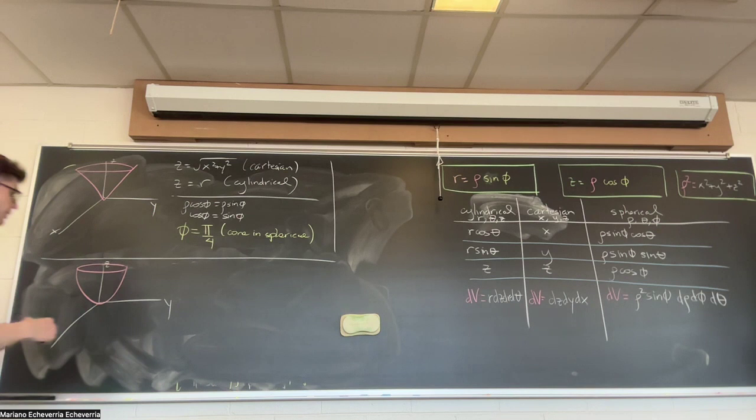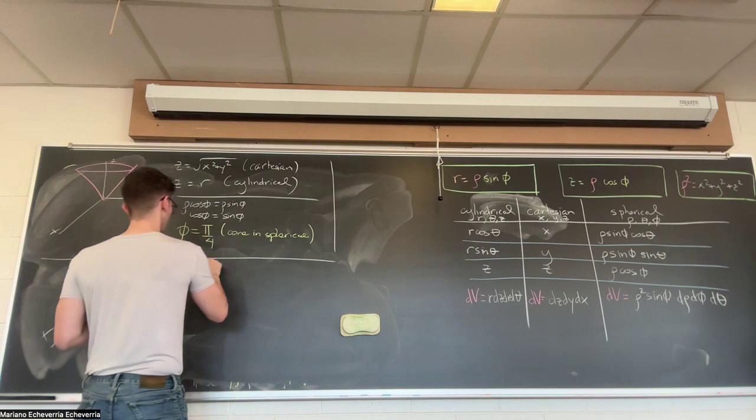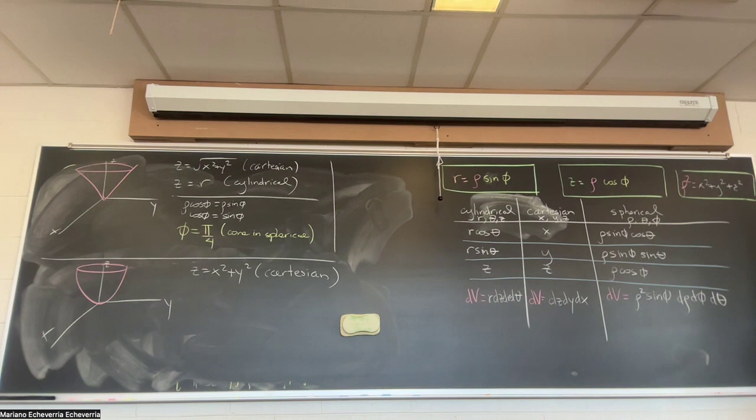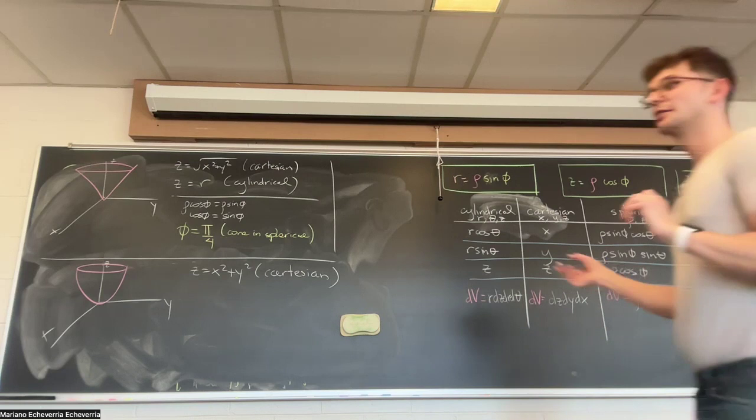So this is a paraboloid. The paraboloid is z equals x squared plus y squared, right? That's in Cartesian. And then what is it in cylindrical? Cylindrical is just like doing polar. So it becomes z equals r squared. That's what it becomes in cylindrical.